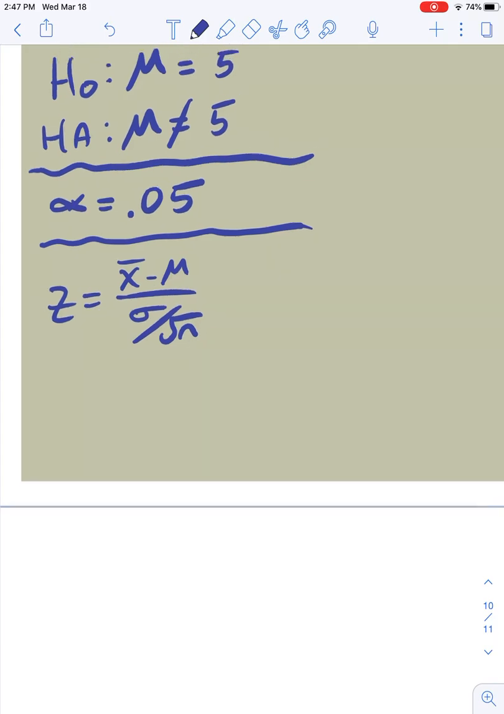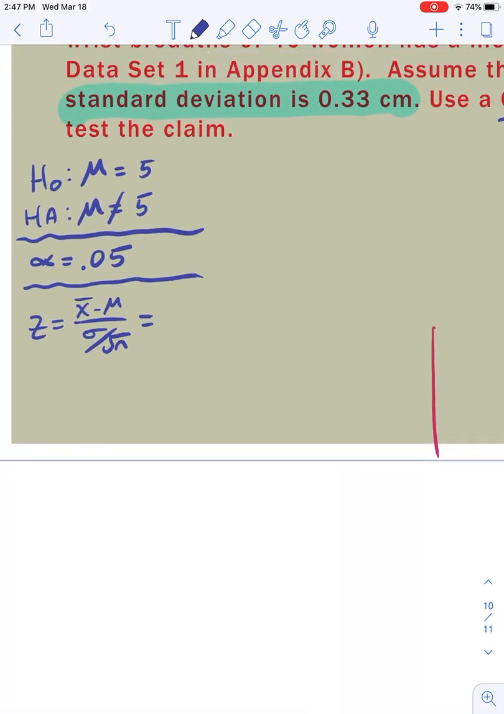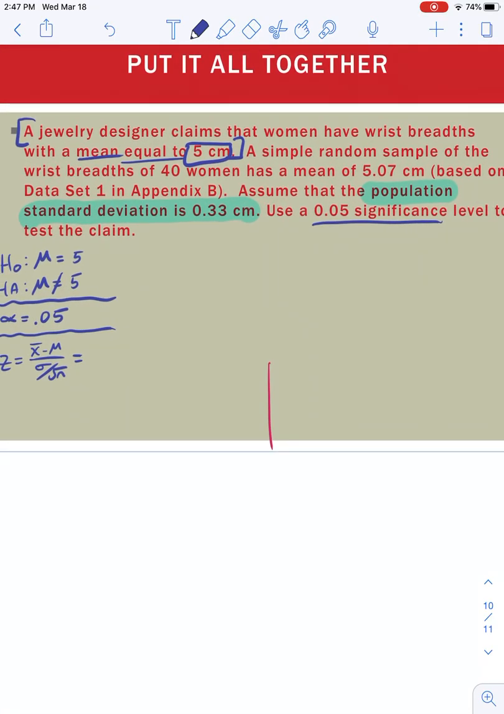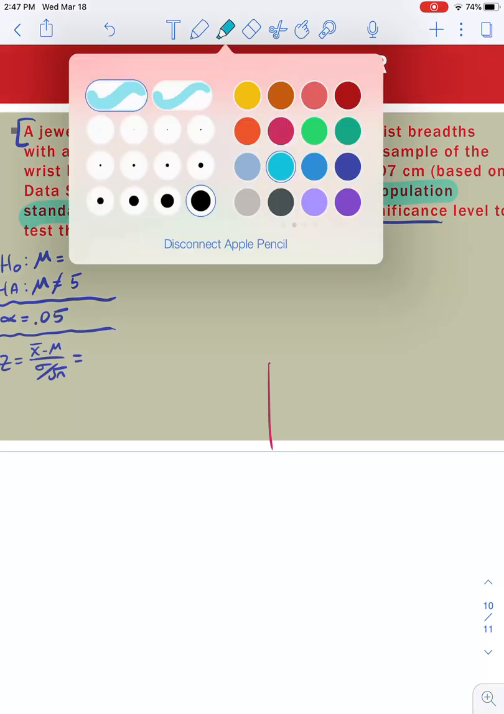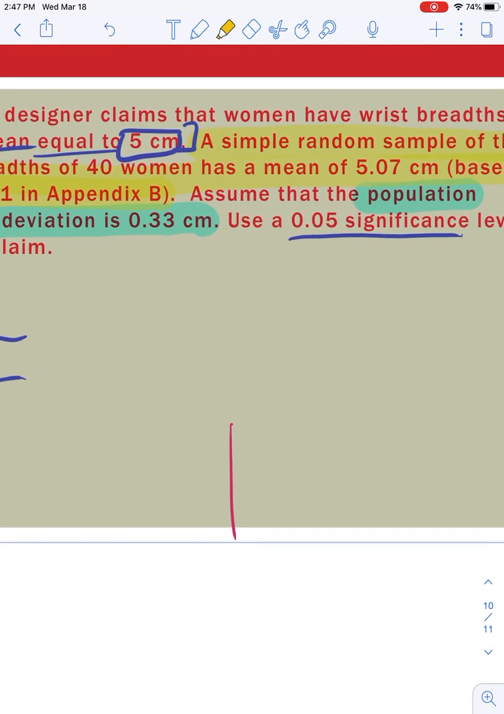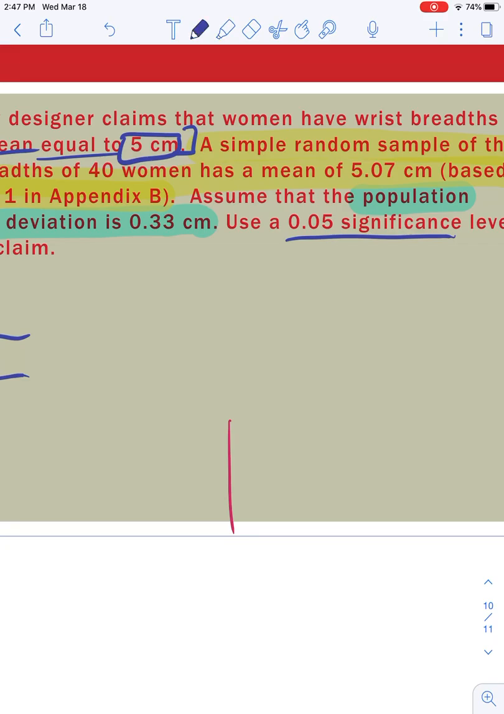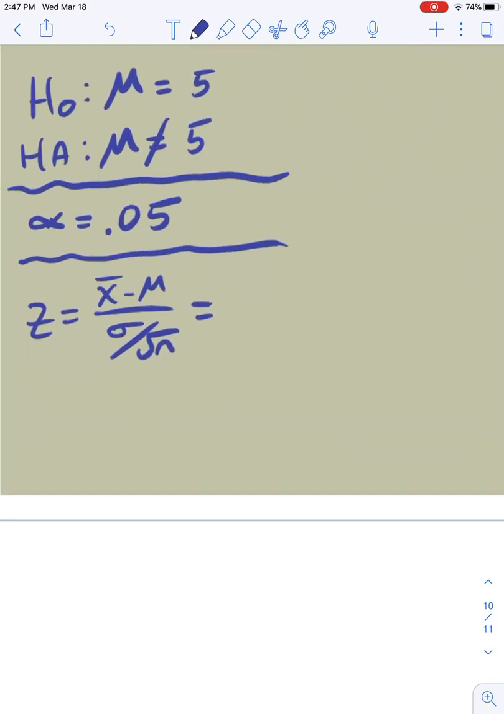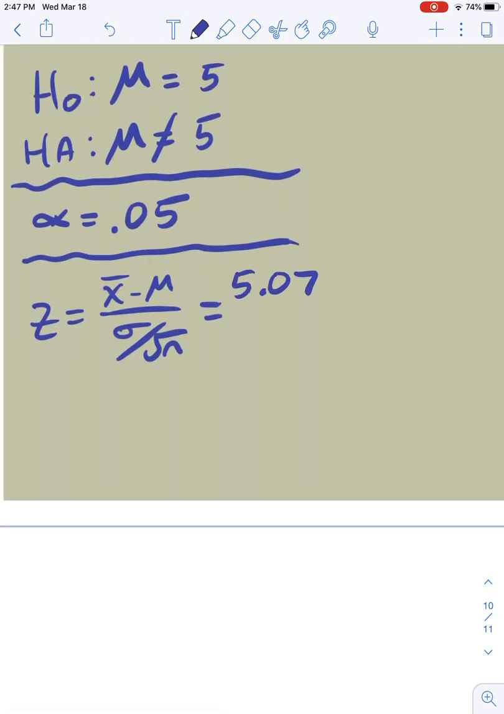And now we're going to start filling it in. The standard, or the sample mean. So we're talking in this sentence, a simple random sample. We're talking about the statistics now. We're talking about what evidence has been collected. So the evidence that's been collected is a mean of 5.07. Well, if that's a sample mean, that's an X bar. So this is our X bar right here. So X bar is going to be 5.07.